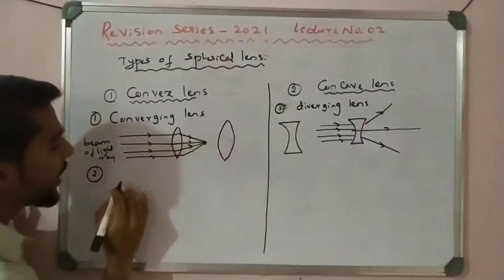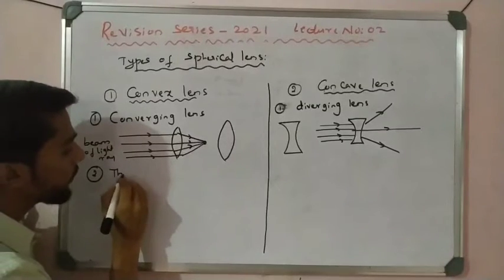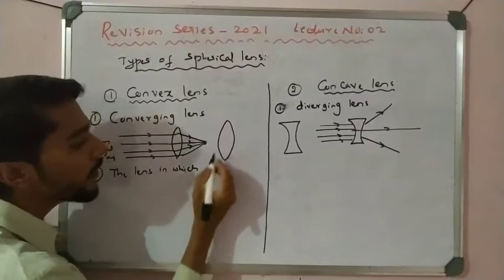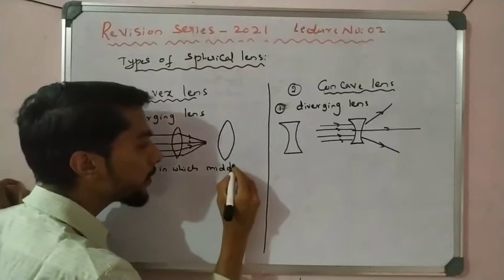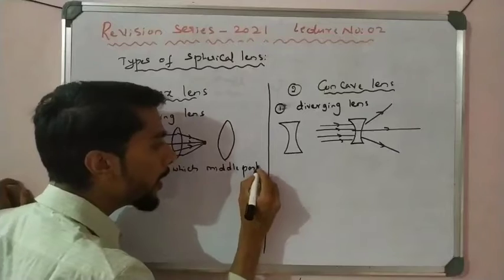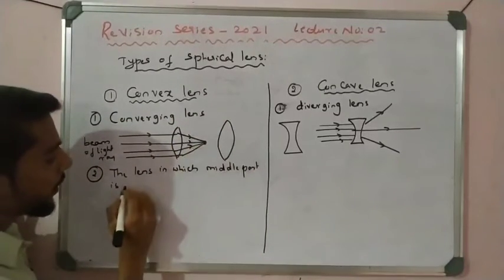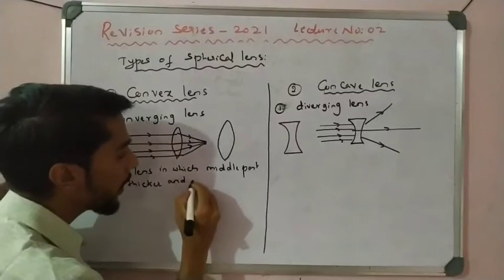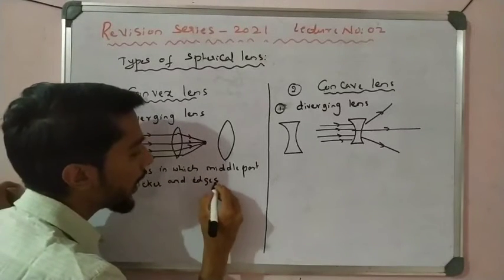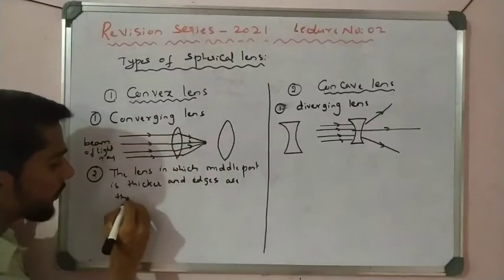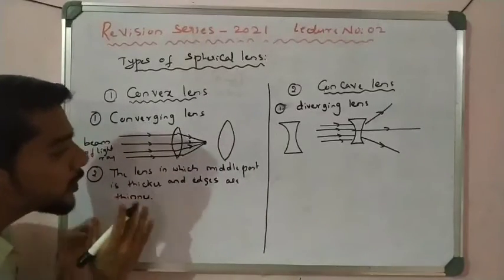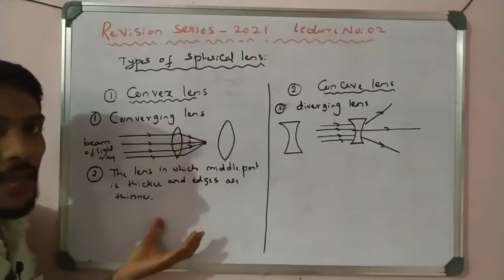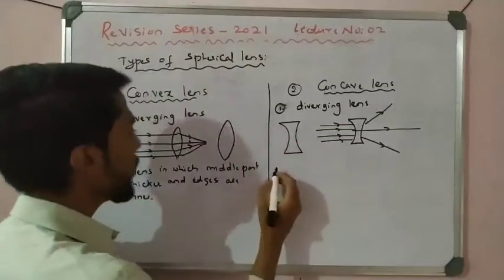So I can write that the lens in which the middle part is thicker and the edges are thinner. This is the simple observation definition. If you observe the lens, we can define it like that. If you observe this one, here also we define.